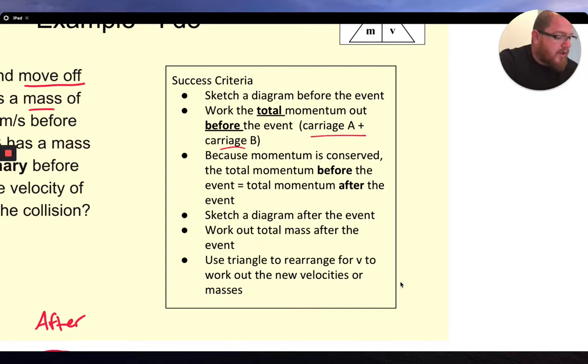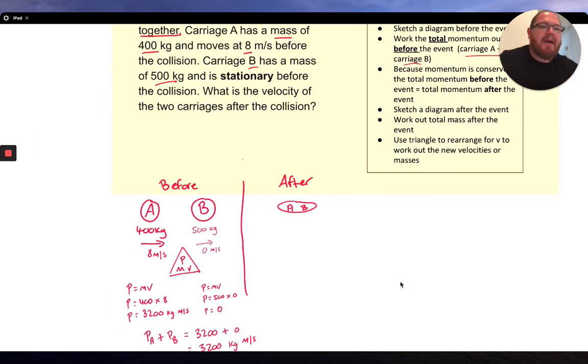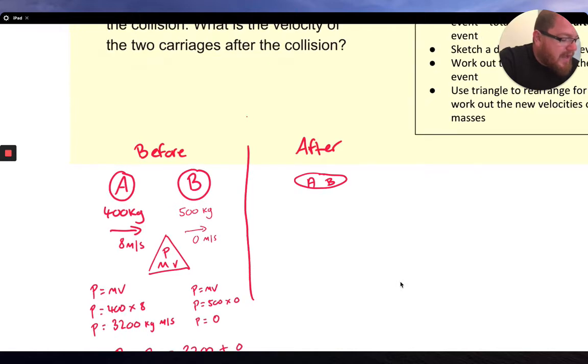It says work out the total mass after the event. Well, you haven't lost any mass, unless in the collision you start losing things. We're going to take for granted that everything is combining. So the two masses combine. So it's going to be A was 400 plus B is 500. So I've got a total mass now of 900 kilograms on this side.